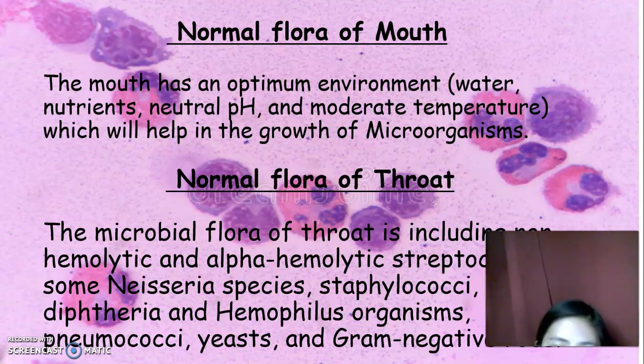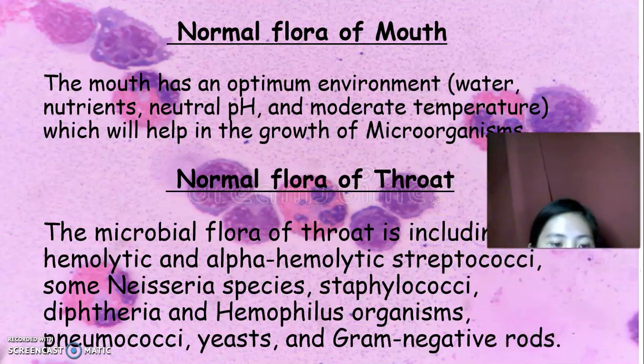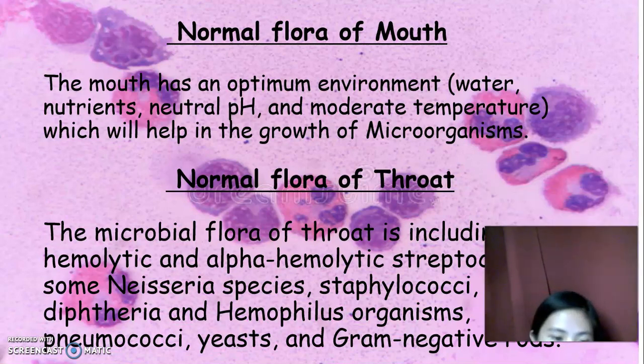Normal flora of the throat. The microbial flora of the throat includes non-hemolytic and alpha hemolytic Streptococcus, some Neisseria species, Staphylococcus, diphtheroids, and Haemophilus organisms, and pneumococci, and gram-negative rods.